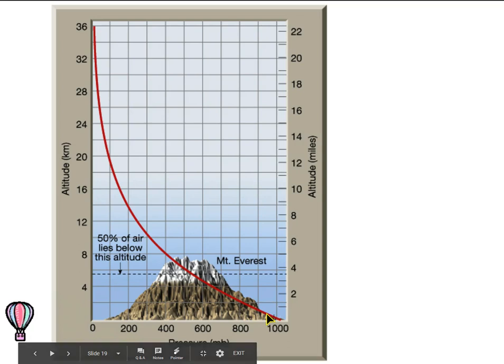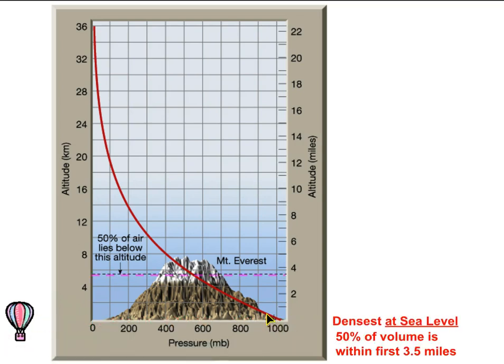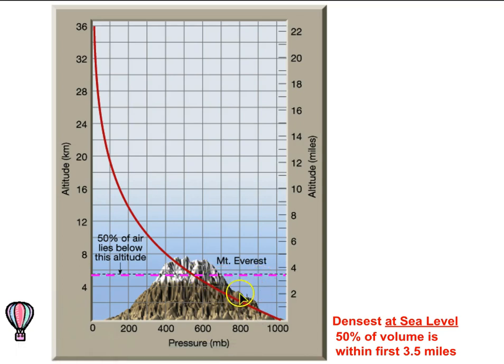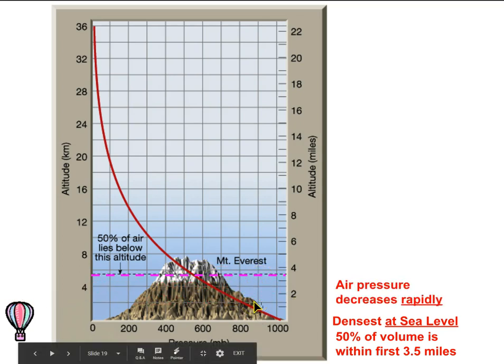So if you had a hot air balloon and we wanted to go up higher, it's the most dense down here at sea level, and 50% of all the volume of air is within that first 3.5 miles. Okay, but you can see that the pressure quickly drops off. So we go from 1,000 all the way down to 600 just in that first little section. Okay, so it goes pretty fast. So that decreases very rapidly at the lower levels of the atmosphere.